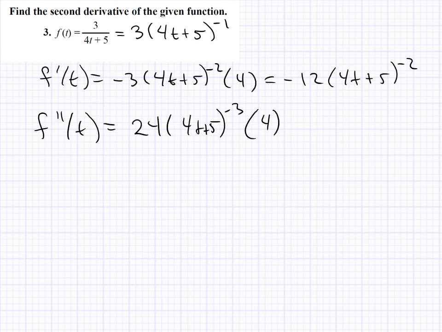And so I'm going to rewrite this for my final answer. 4 times 24 is going to give you what? 96 over 4t plus 5 all cubed. All right, so there's your second derivative.